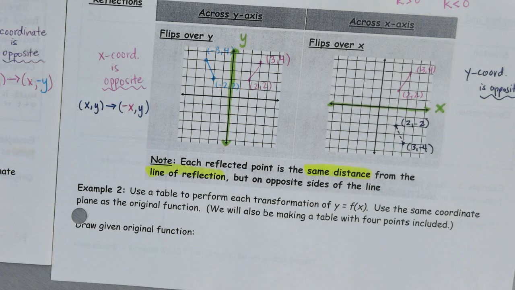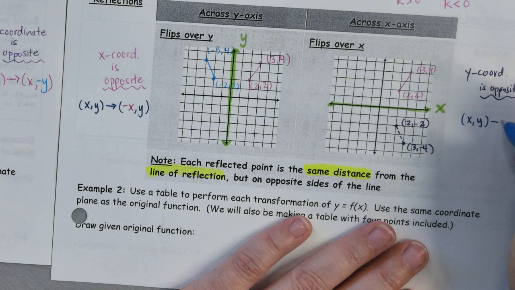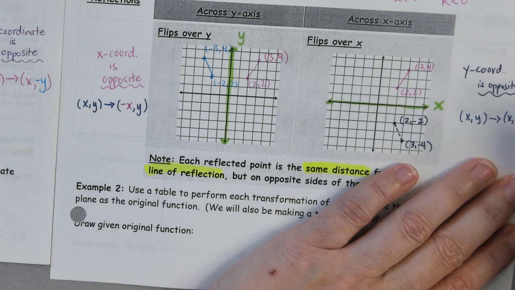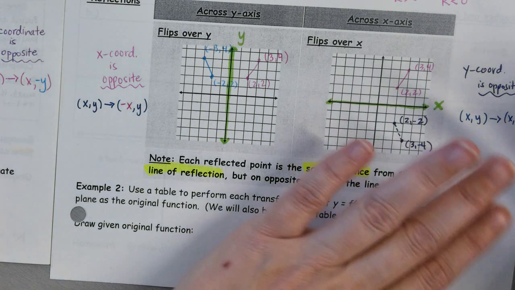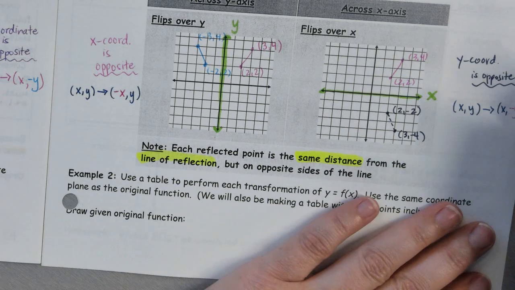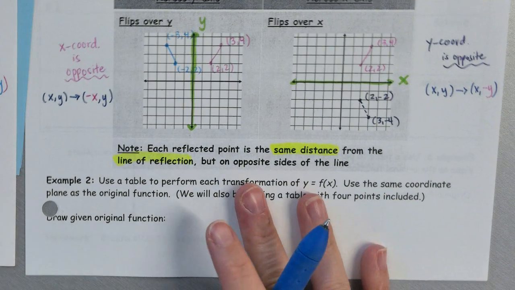And how did we do with the rule, you think? Doing good? Yeah, Julianne? Yes. So x, y becomes x, opposite of y. Good. Oops, sorry, there you go.